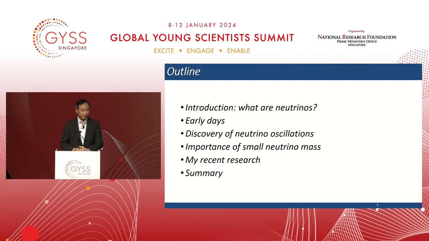Okay, so this is the outline. First, I'll have a brief introduction on neutrinos. I assume that some of you are not familiar with neutrinos. Then, I want to discuss early days of studies in Kamioka, that is the location of our experiment. Then, discovery of neutrino oscillations, importance of small neutrino mass. And before finishing, I want to briefly mention what I am doing now, and I'll summarize this talk.